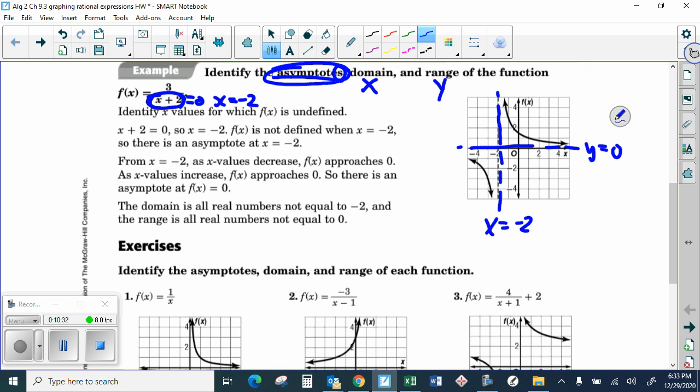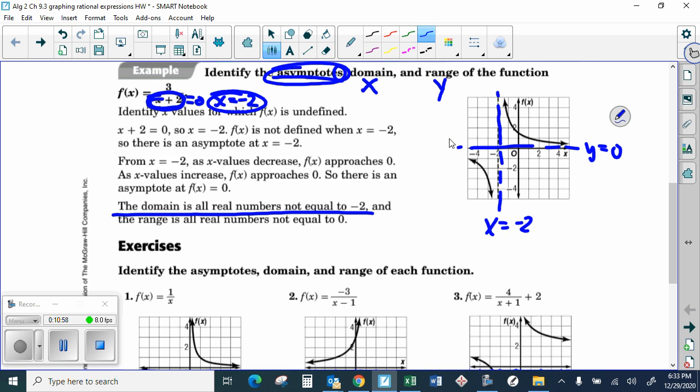It means you better have 2. Domain, all the x values. Remember, I cannot have what number in the denominator? 0. So the domain is all real except for x equals -2. If I plug in -2 for x, I get 0 in the denominator. So the domain is all real except -2. The domain is all real numbers not equal to -2 right there.